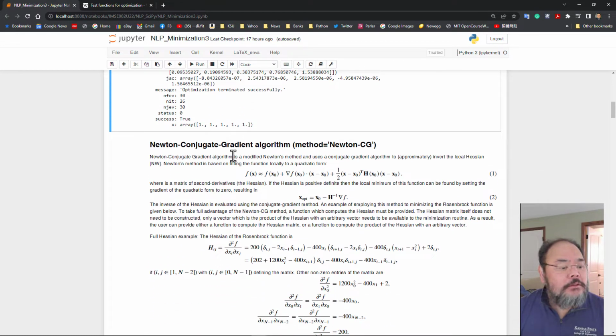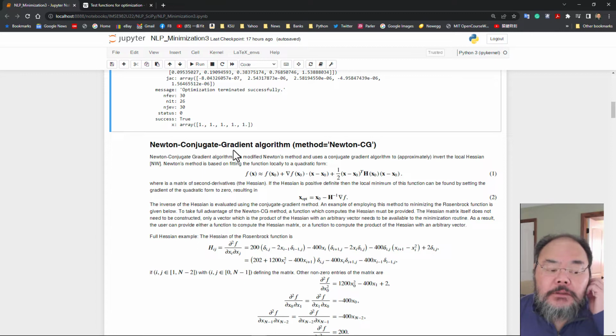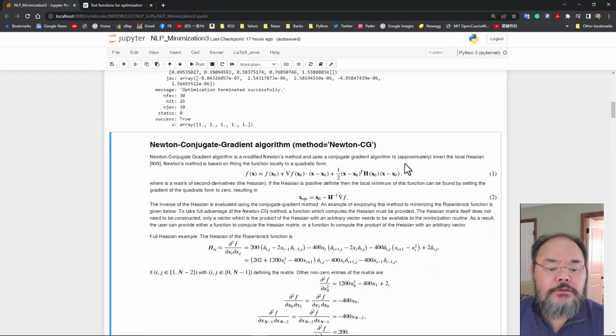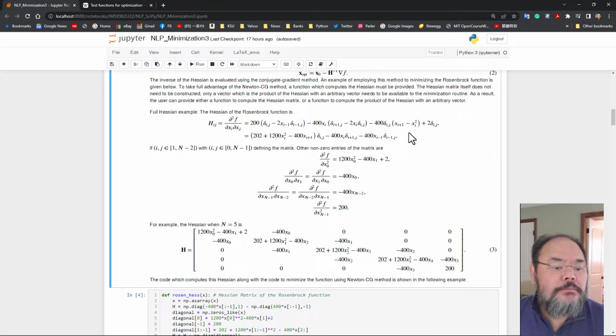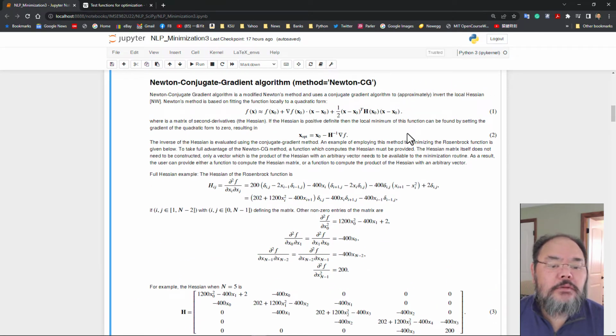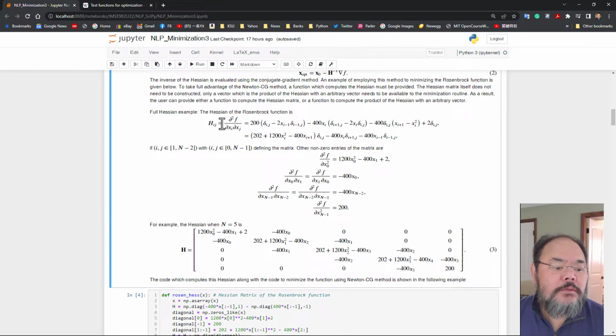Okay. Next, we already talked about this algorithm before called the Newton-Conjugate algorithm. It's just using a second order Taylor expansion approximation of the original function, and we solve a system of linear equations, H inverse times the gradient of f at the current point. So in this case, for the Newton's conjugate gradient method, I need to specify Hessian information.